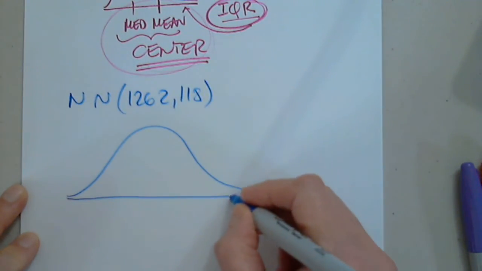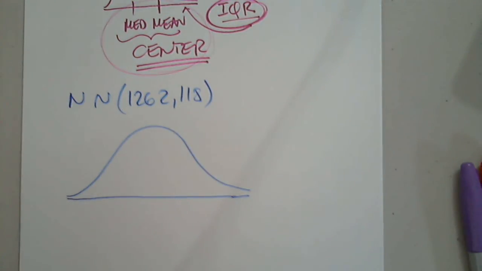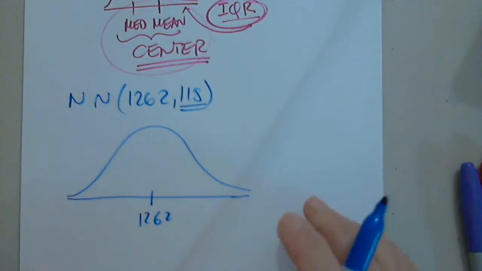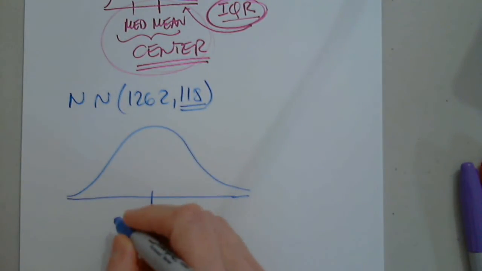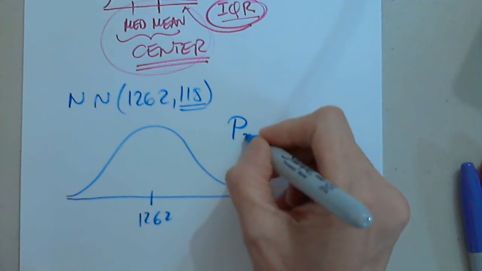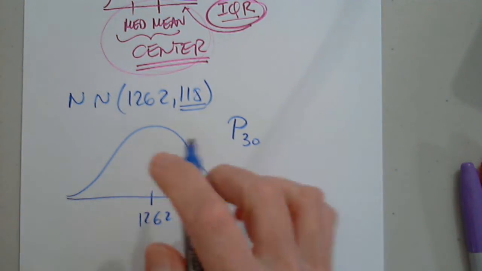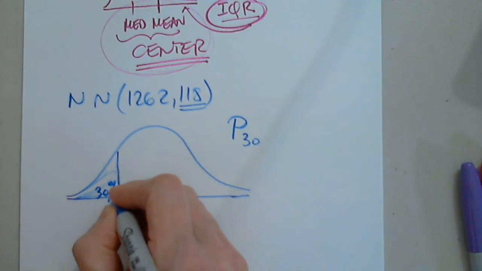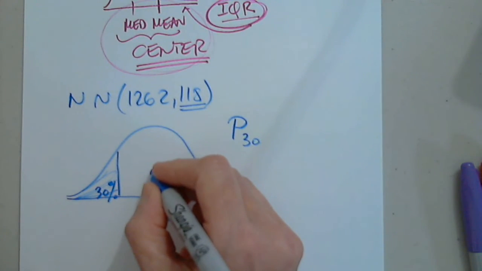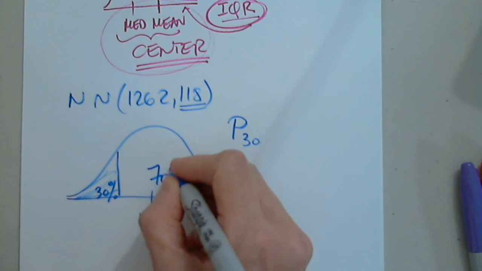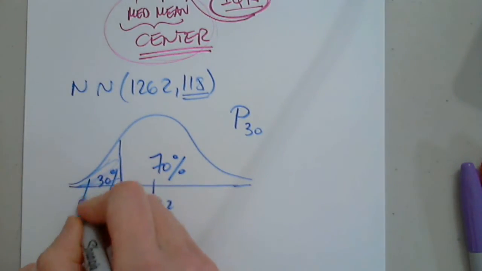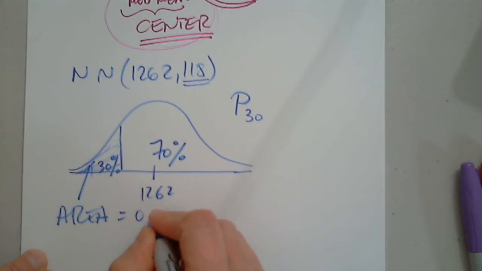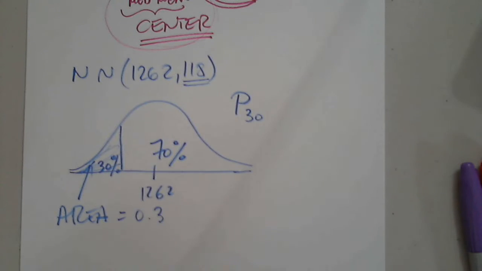This is the normal curve with a mean of 1,262 and standard deviation 108. Now we want to determine P30. P30 means this is 30%, and the rest, how much? 70. Good. So now I have the area this time. The area is 0.3.